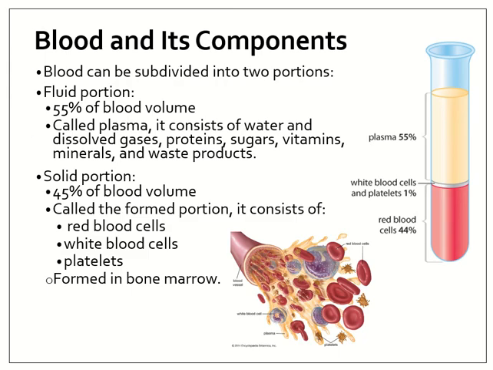When we're looking at what's in your blood, you have 55% which is your blood plasma. Roughly 1% is going to be white blood cells and platelets, and 44% is going to be the red blood cells. And we're going to go through each of them.